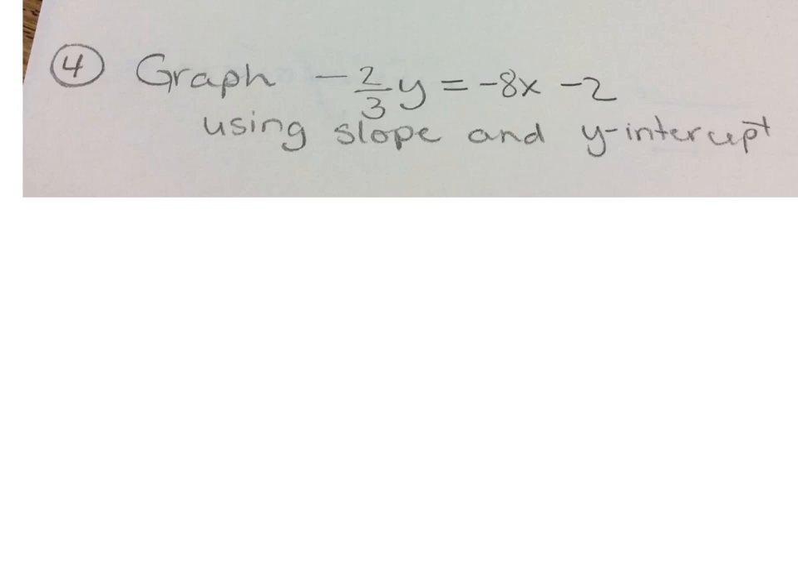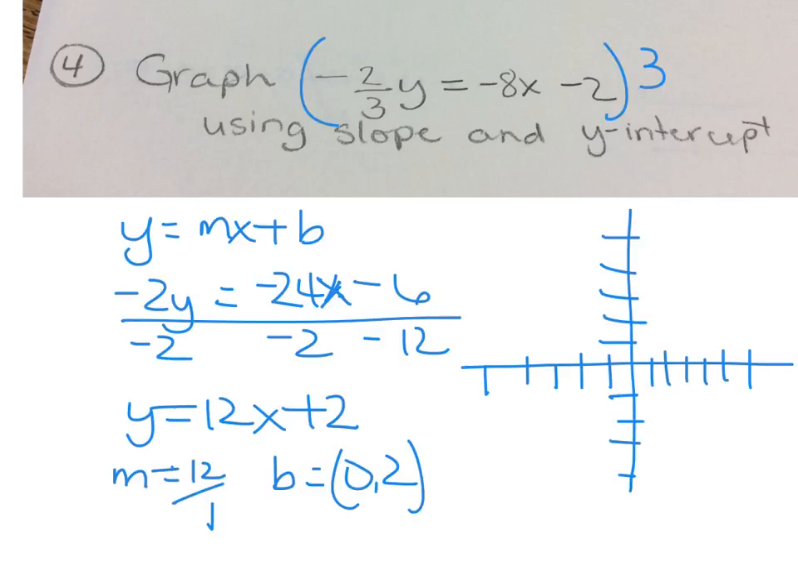All right, here's number 4. Graph negative 2/3 y equals negative 8x minus 2 using the slope and y-intercept. Go ahead and do that. Come back and check with me.